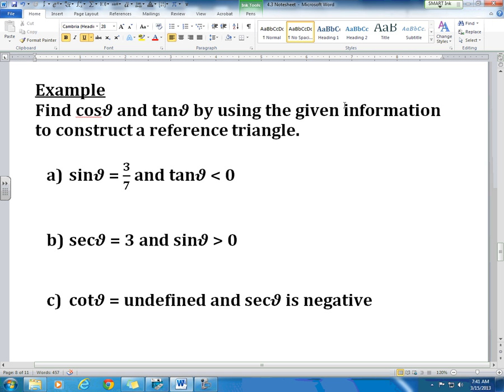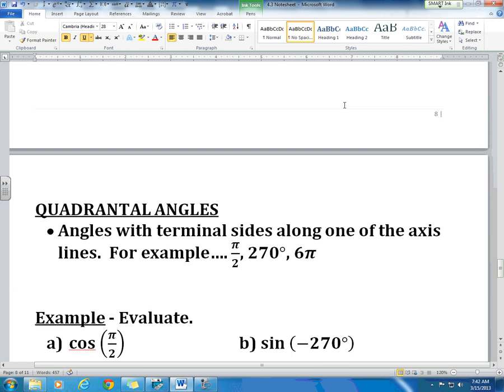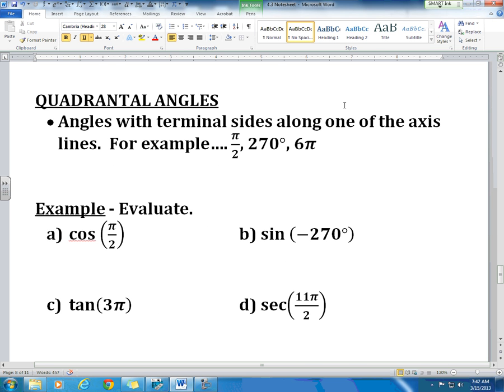Almost done here. We're going to do a little section on quadrantal angles, even though we talked about them together a little in class when you were filling in your unit circle. But to get some formal notes in your notebook, a quadrantal angle, kind of a weird word, is an angle whose terminal side is along one of the axis lines. So pi over 2, which is 90 degrees, 270 degrees, 6 pi, all of these angles have their terminal sides on an axis line. So we're going to do a couple of problems where we evaluate quadrantal angles.